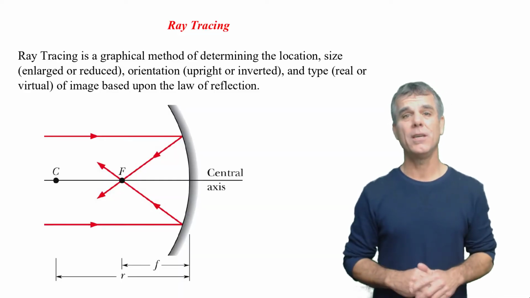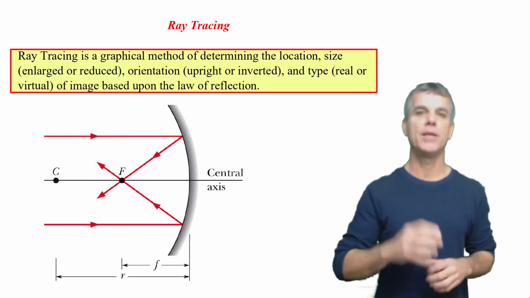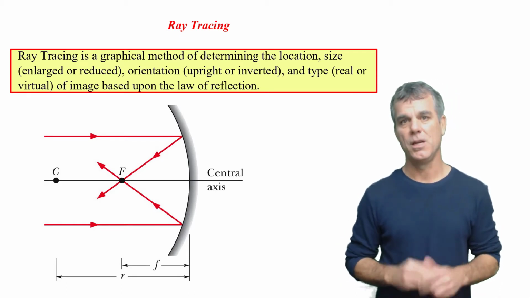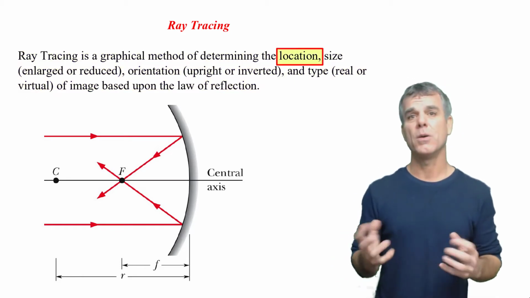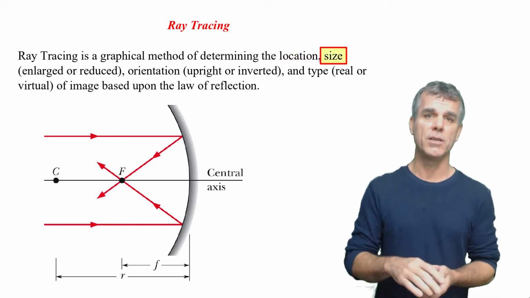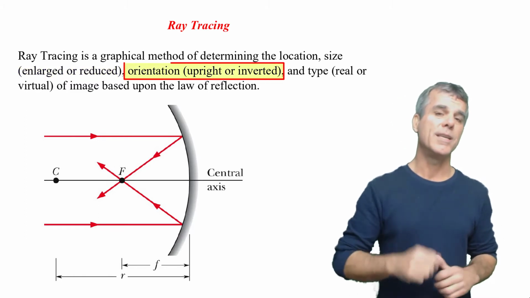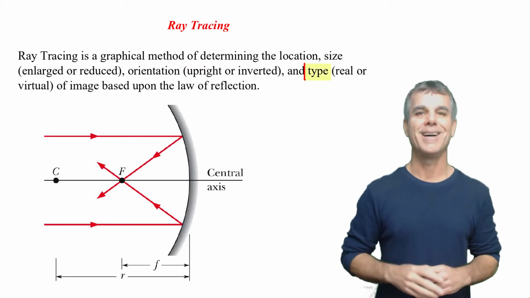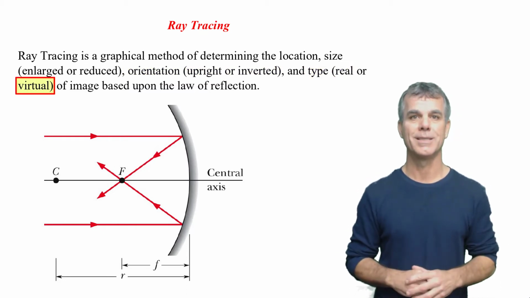What is ray tracing? Simply put, it's a graphical method of determining everything you want to know about an image, which is based upon the law of reflection. Using ray tracing, you can determine the location of an image, so how far away the image is going to be from the mirror, the size of the image, is it going to be enlarged or reduced relative to the object, the orientation of an image, is it upright or inverted, and finally the kind of image, is it going to be a real image or a virtual image.